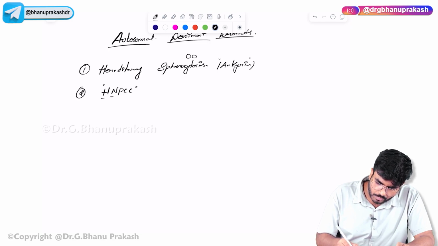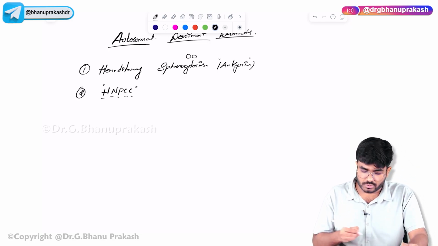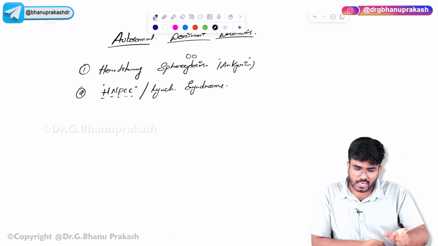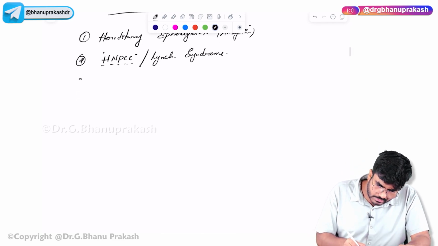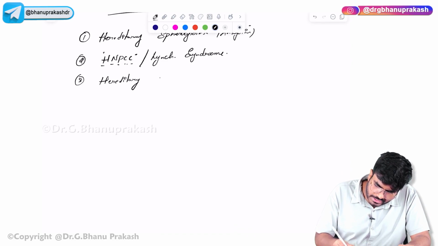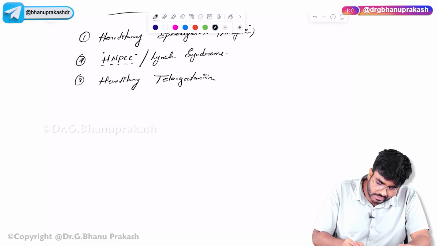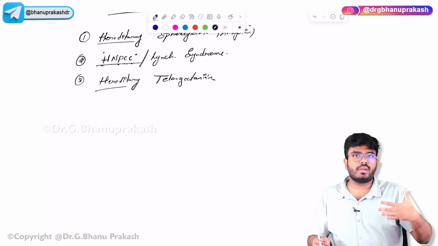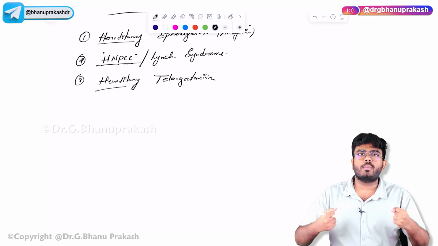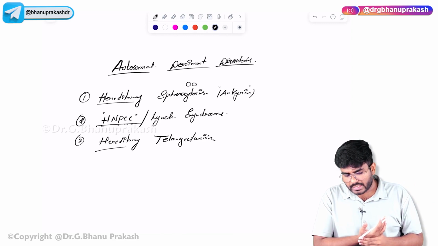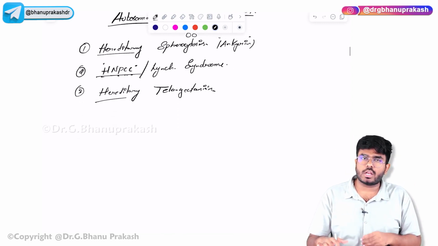Next, HNPCC, hereditary non-polyposis colorectal cancer, also called which syndrome? Lynch syndrome. So HNPCC or Lynch syndrome, autosomal dominant disorders. Third one, hereditary telangiectasias. Wherever you see the word hereditary, hereditary things are almost dominant, like whatever you are getting from your ancestors, the dominant features. So hereditary spherocytosis, hereditary non-polyposis colorectal cancer, also called Lynch syndrome, and hereditary telangiectasias are autosomal dominant.